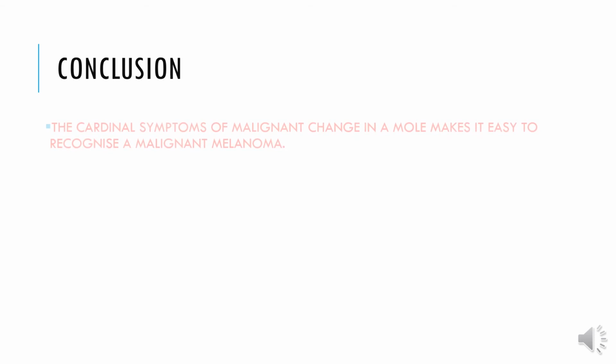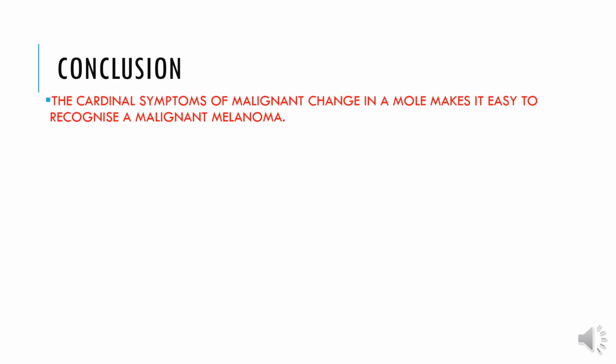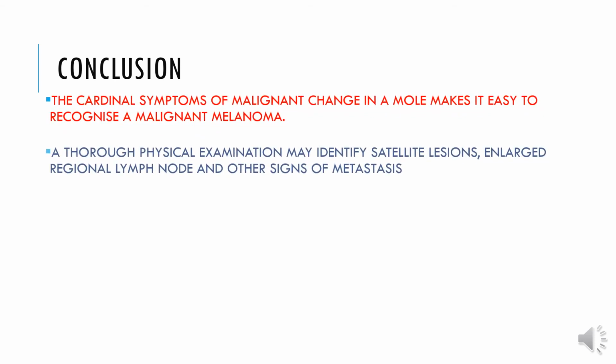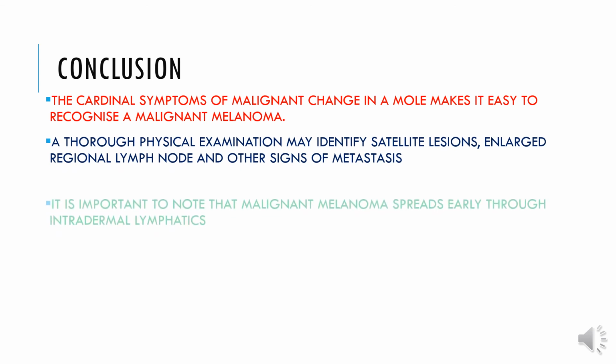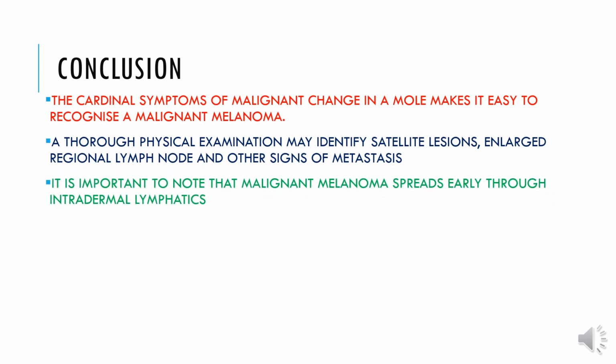In conclusion, cardinal symptoms of malignant change in a mole make it easy to recognize a malignant melanoma. A thorough physical examination may identify satellite lesions, enlarged regional lymph nodes, and other signs of metastasis. It's important to note that malignant melanoma spreads early through intradermal lymphatics and may give rise to the satellite lesions that a patient might have or enlarged lymph nodes.